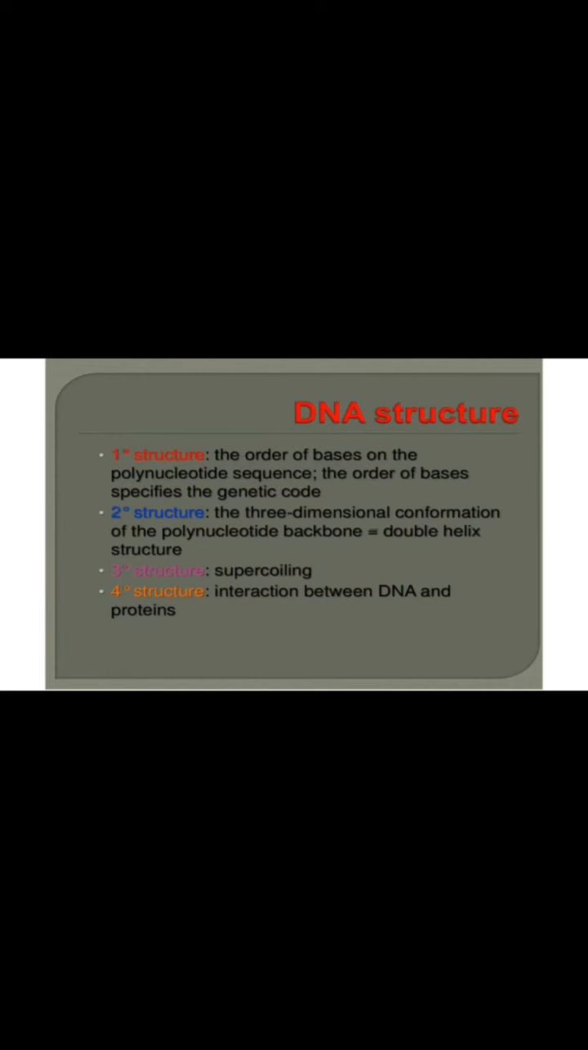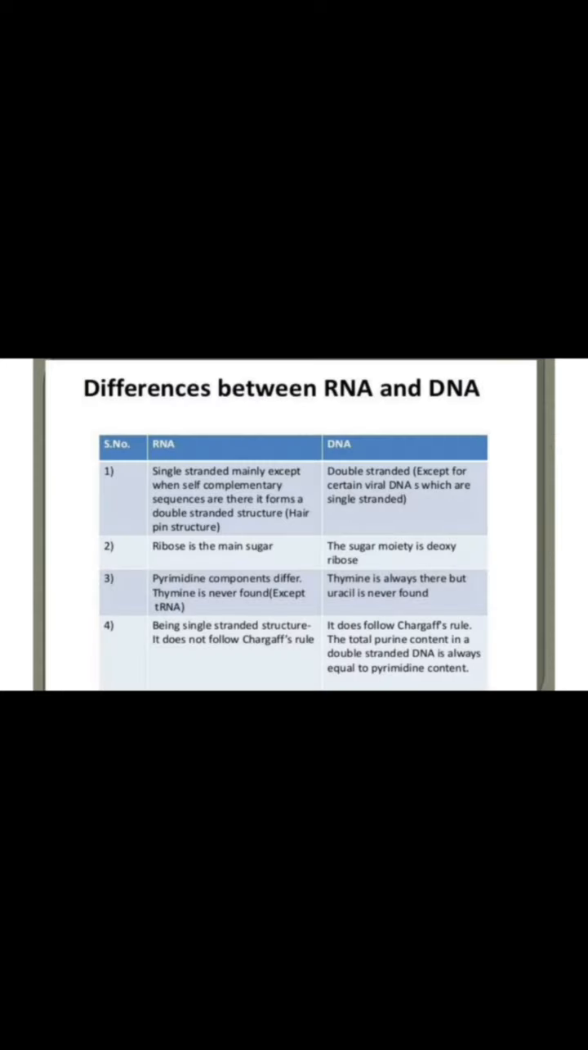Primary structure: the order of bases in the polynucleotide sequence. The order of bases specifies the genetic code. Secondary structure: the three-dimensional conformation of the polynucleotide backbone. It is also called the double helix structure. Tertiary structure is supercoiling. Quaternary structure is the interaction between DNA and protein.